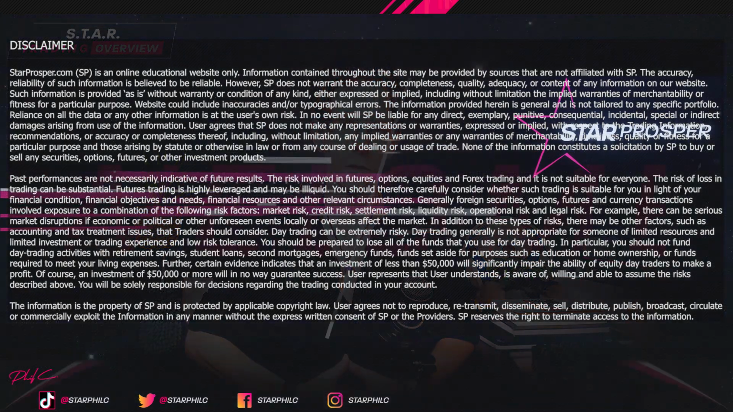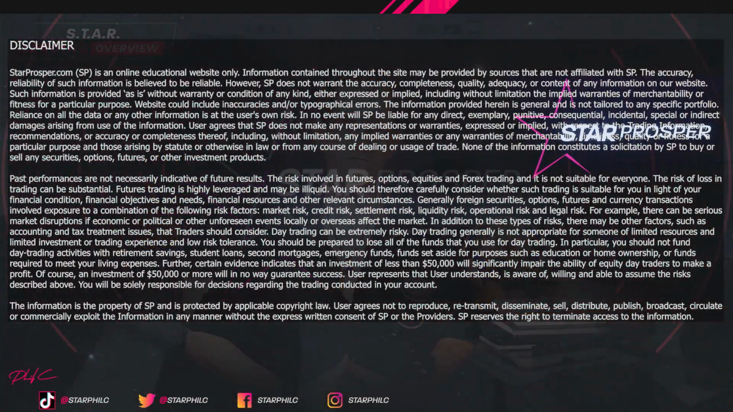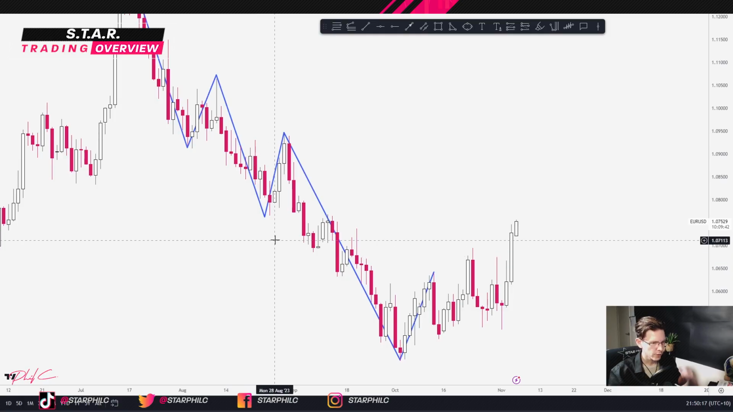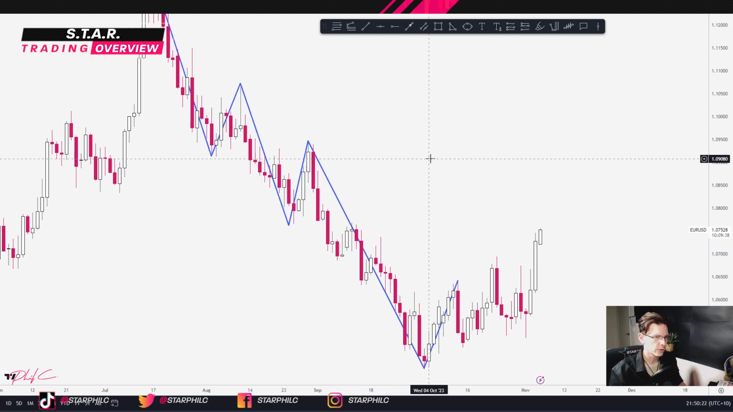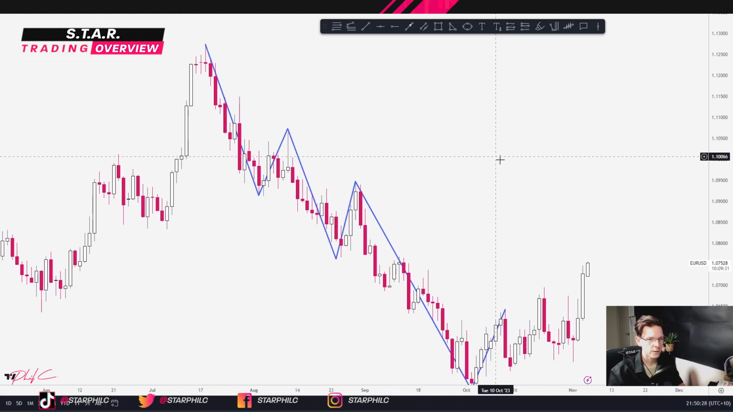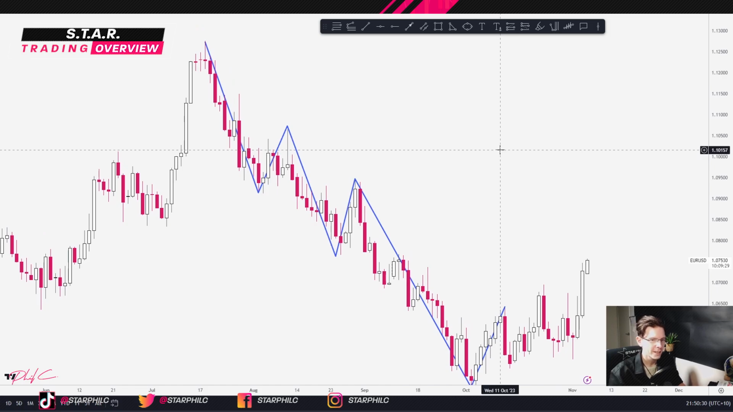Let's go take a look at the euro dollar right now. Straight into the chart. All right, so this actually goes off from the workshop that we did not too long ago. What we're doing is this is the euro dollar on the daily time frame, and we have a starting point up here.